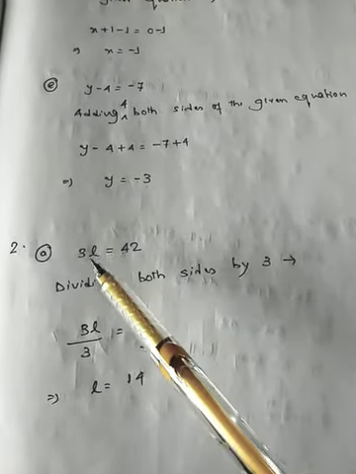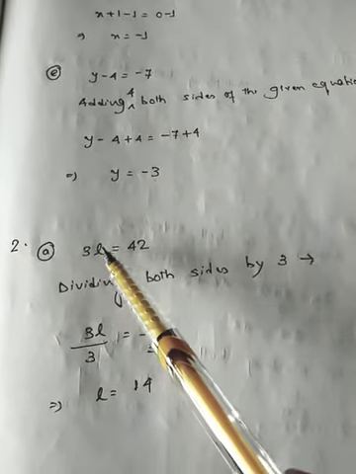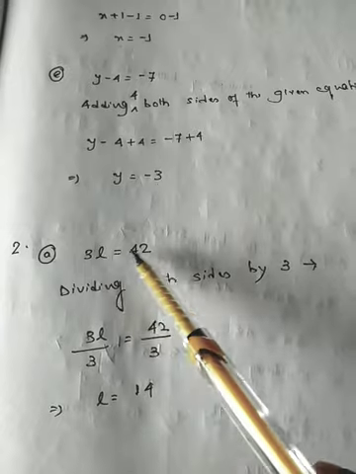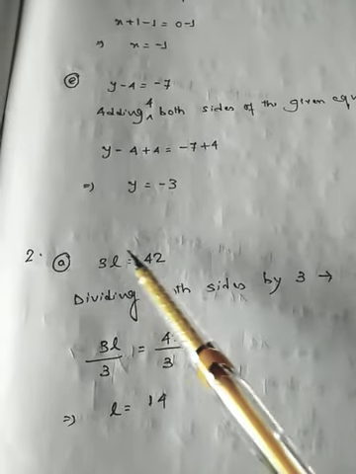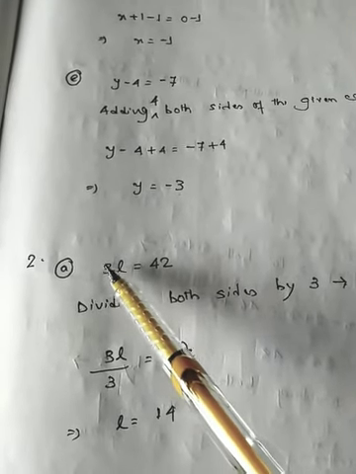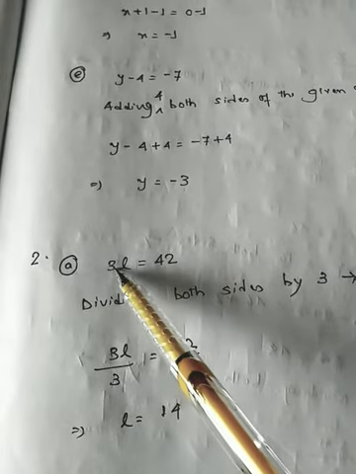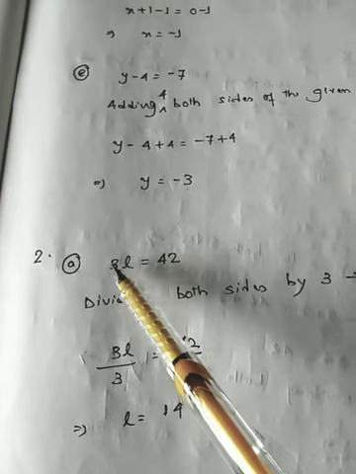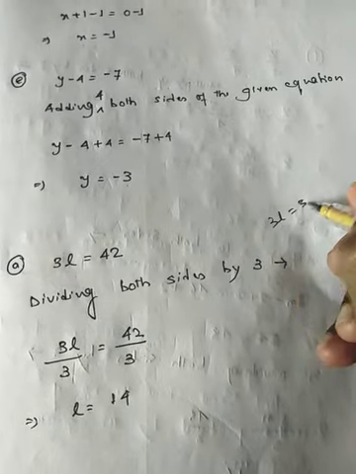Now, question number 2. Again, the target is the same. You have to get the value of the unknown number. What is the unknown number in this equation? It is L. Now, what is the relation given between LHS and RHS? It is 3L equals 42. Again, your target is to remove the number from the unknown number. The unknown number is L, and the number with it is 3. So you have to remove 3. What is the meaning of 3L? 3L means 3 into L.